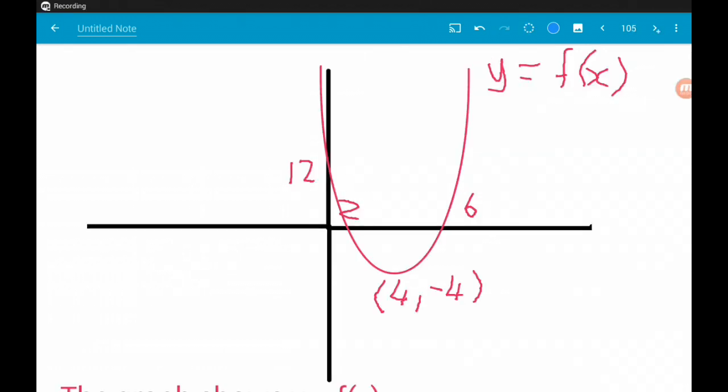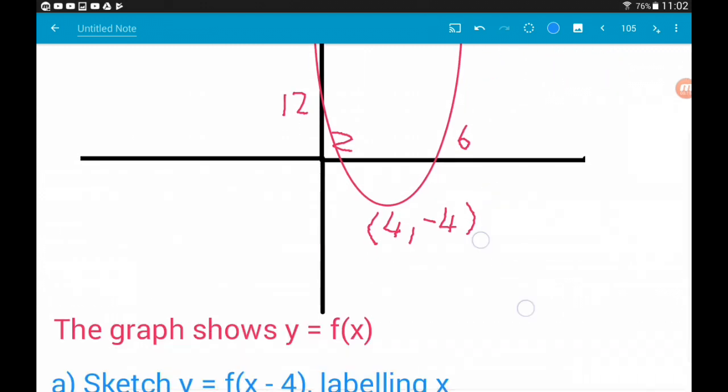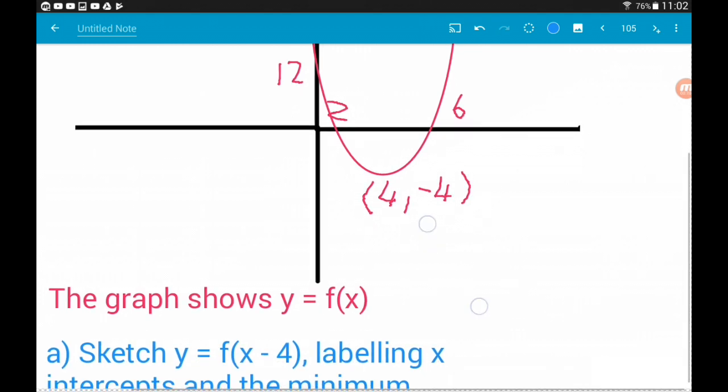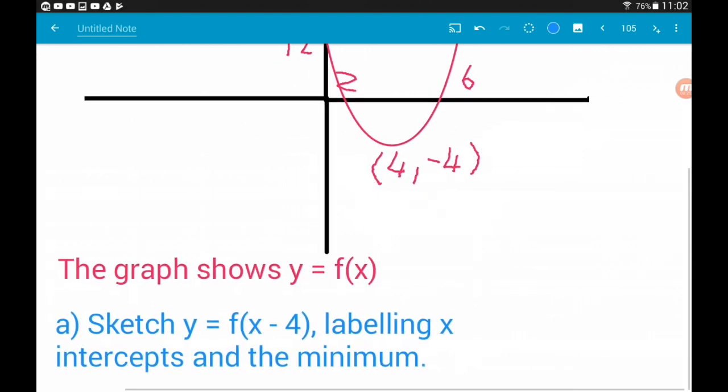Okay, first up then, here we have a quadratic f of x, and we can see it crosses the x-axis at 2 and 6, the y-axis at 12, and it has a minimum at (4, -4). So the graph shows f of x. Part A, then: we want to sketch y equals f of x minus 4, labelling the x-intercepts and the minimum.